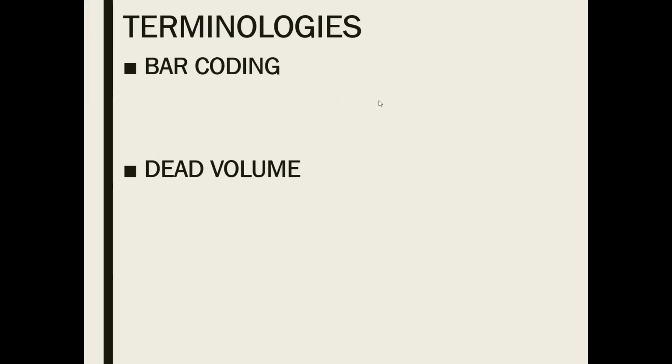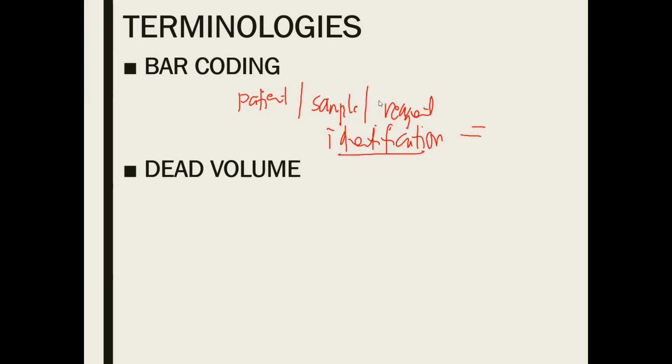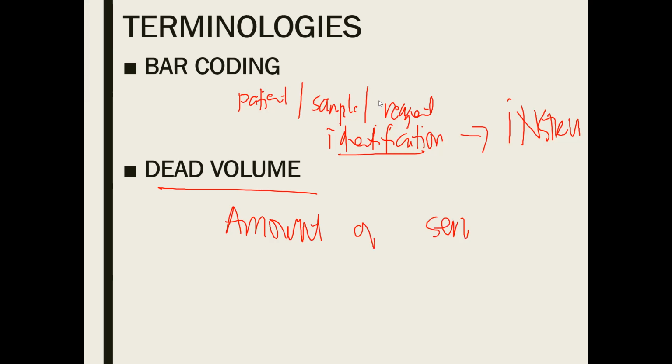Okay? Pag sinabi nating barcoding, this is mechanism of patient or sample as well as reagent identification. And sino po nag-identify? The one who identifies is your instrument, your machine. And when we said dead volume, amount of serum that cannot be aspirated.